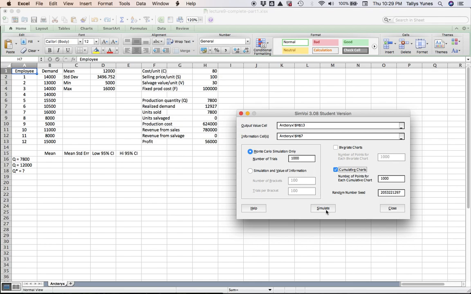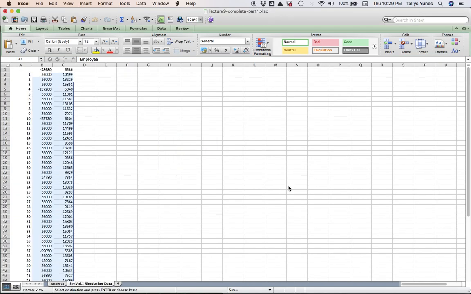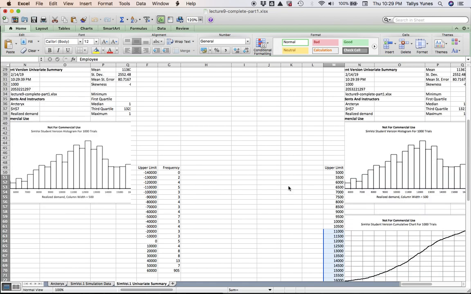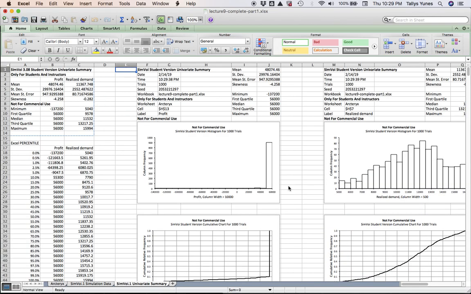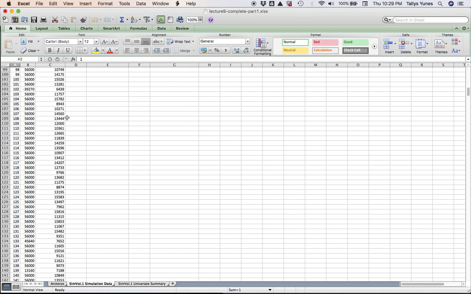If we run this now, we wait a little bit. It tells you prepare to wait. It's not that bad. Just click OK. And wait, and it's going to produce 2 new tabs for you here. Okay, let's wait. Now it's finished. The first one is called simulation data. What is that? Remember that we asked to do 1,000 trials. So it's going to list for me here 1,000 rows. So if I scroll down, this is going to go all the way to 1,000.